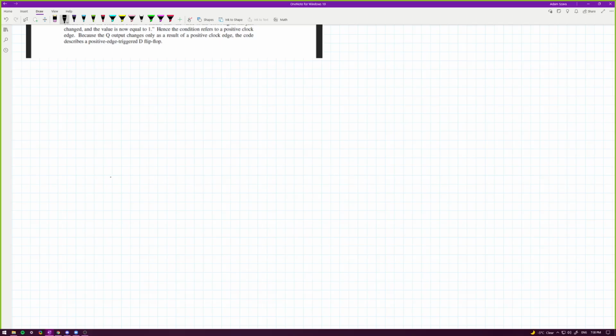Only one bit change at a time. I guess that is essentially a Johnson counter, because yeah, it is. It is a Johnson counter. Yeah, right, that makes sense.